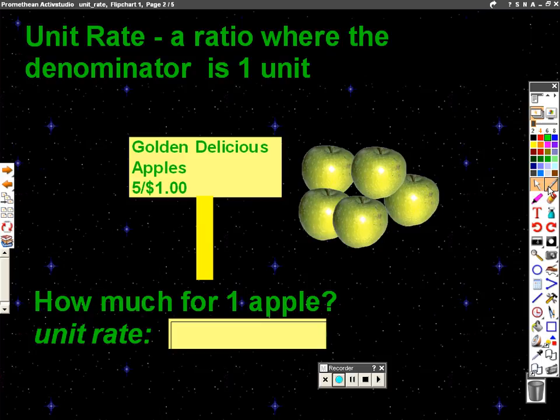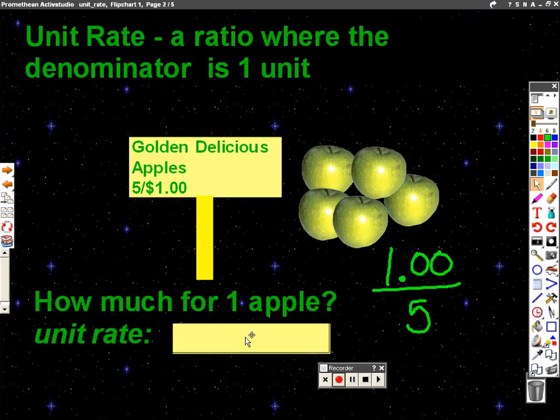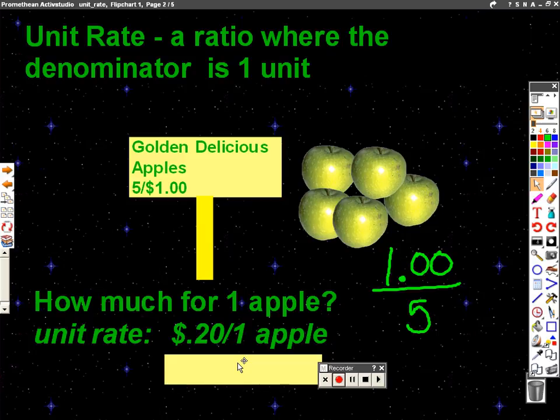Or you could think of it this way. A ratio is simply a division problem. So $1 for 5 apples. I'm going to do $1 divided by 5. And 5 goes into $1 how many times? 5 goes into 100 20 times, and because it's $1, 100 pennies, it's 20 pennies. So 20 cents for one apple.